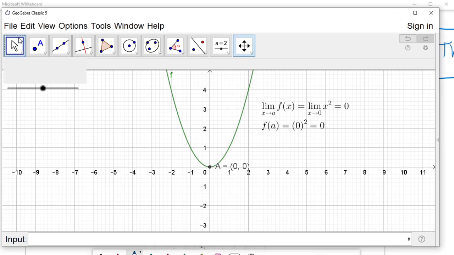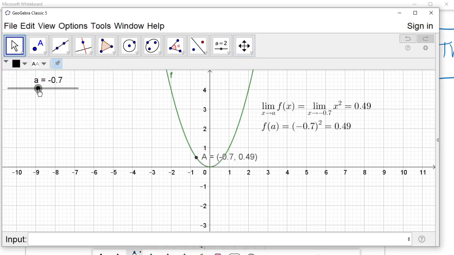And as I change the value of a, my point moves around. So if I make a -3 or let's say -2, then the y value is simply 4. And we know this. You plug in -2 to the equation, you get 4.